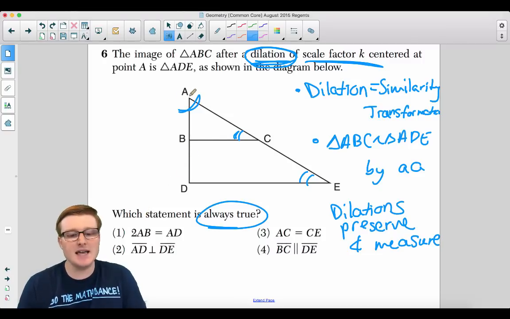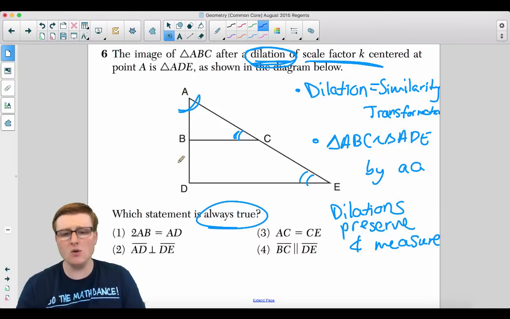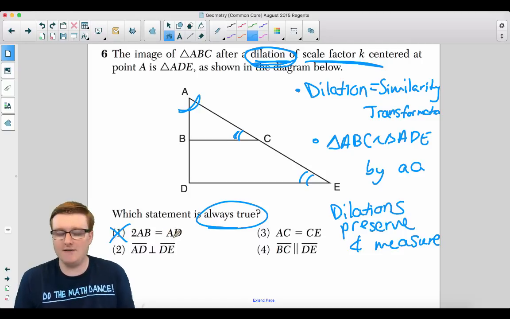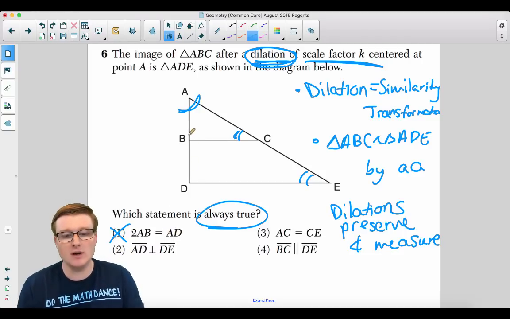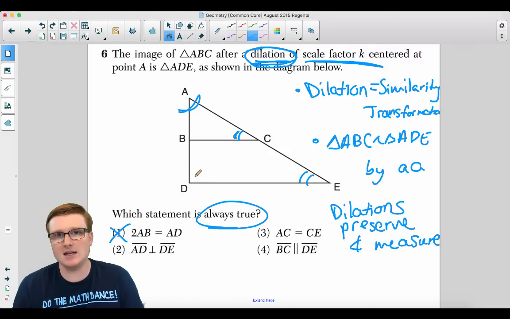It says if I take line segment AB and double it, does that equal AD? Now, you might be prone to think, oh yeah, B is a midpoint. Never said B is a midpoint. That's an assumption. That cannot be true. It could be true, but we don't know the scale factor. Let's take a look at choice 2. It says that AD is perpendicular to DE. It certainly does look like a right angle in the picture, but it doesn't say that it's a right angle. So therefore, choice 2 cannot always be true.